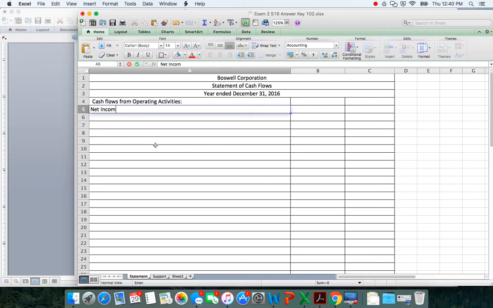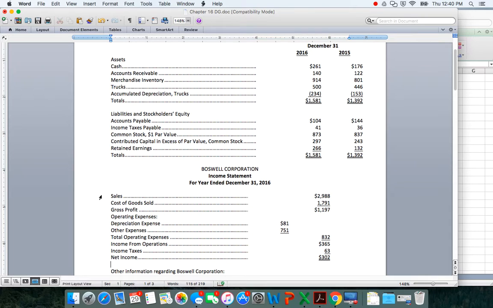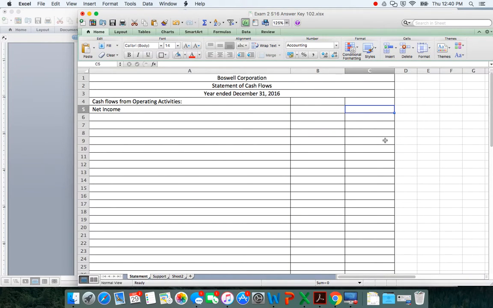So the first thing that I'll see is net income. And again, remember, we pull net income right off of the income statement. The income statement told us that net income was 302. This being the first number in this column, I'll put a $ sign with it.